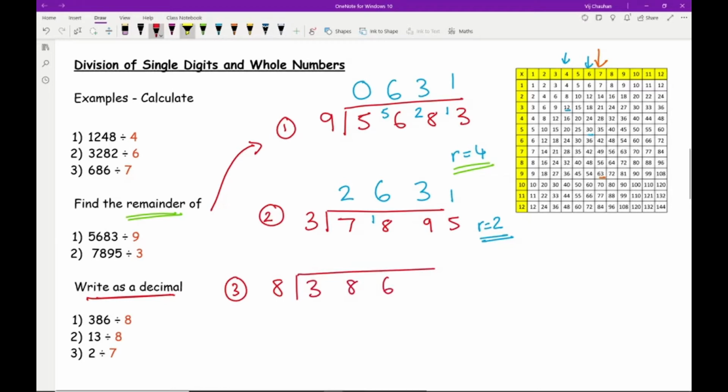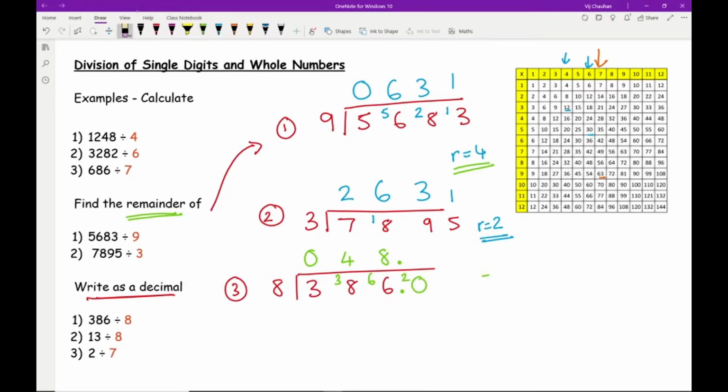So here, how many 8s go into 3? Well, that's going to be none, carry the 3. How many 8s go into 38? That's going to be 4, remainder 6. How many 8s go into 66? That's going to be 8. Now, rather than writing r equals 2, what I'm going to do is add a decimal point and add a 0. So carry the 2. So now that becomes 20. How many 8s go into 20?